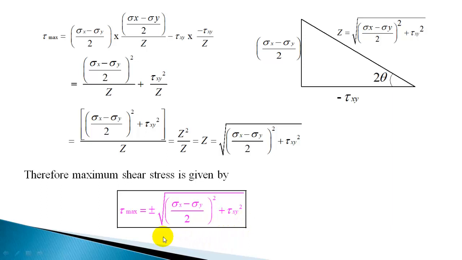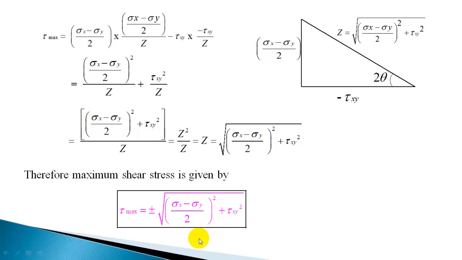So you can find out the maximum shear stress from the given stresses. In a plane state of stress, you will be knowing sigma x, sigma y and tau xy. You can directly substitute and find out the maximum shear stress. But we will not come to know the plane of maximum shear stress. So immediately if you require the maximum shear stress, you can use this expression.